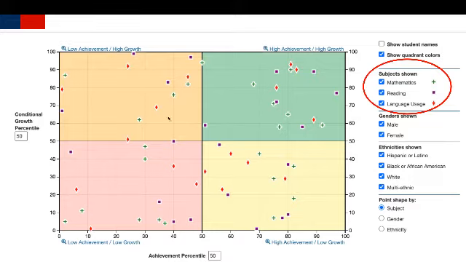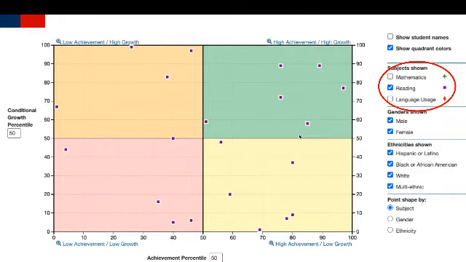So each of these little points on the graph, whether it's a square, a diamond, or a plus, represents a student's performance. I think it's a little bit easier if you deselect and only look at one test at a time. So for the purposes of this video, I've deselected math and language usage, and right now I'm only looking at reading. Each of these little boxes represents a student, and in the real report, if you hover over the box, the student's name will appear.